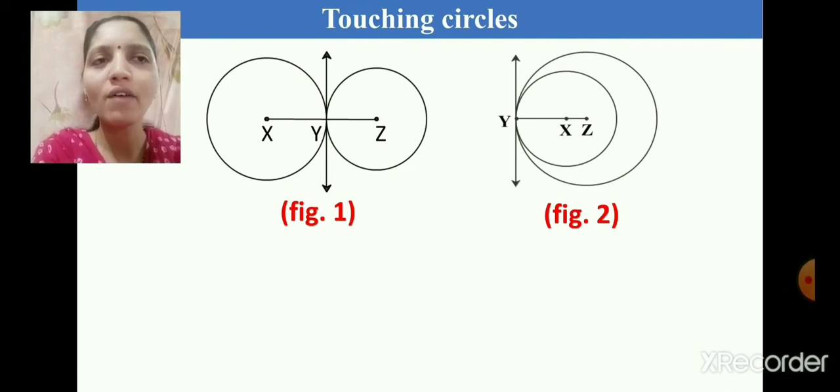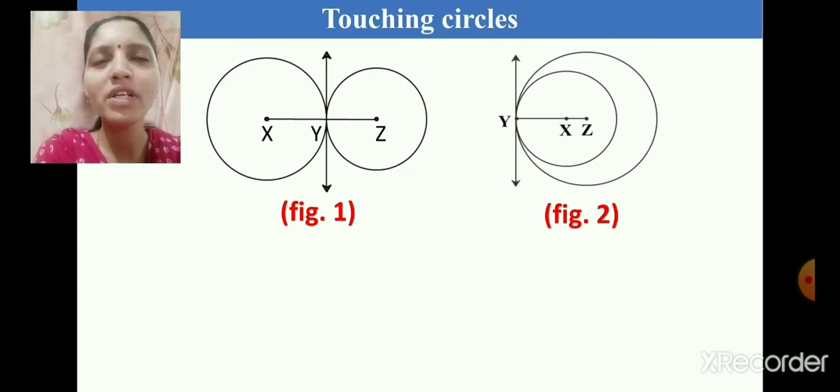Now here I have shown you two figures. Let's take the first figure, where I have taken three collinear points, X, Y and Z. Then I have drawn a circle with center X and another circle with center Z, and both these circles are intersecting each other at a single point. I have considered that point as Y. Then I have drawn a line passing through Y which is parallel to segment XZ.